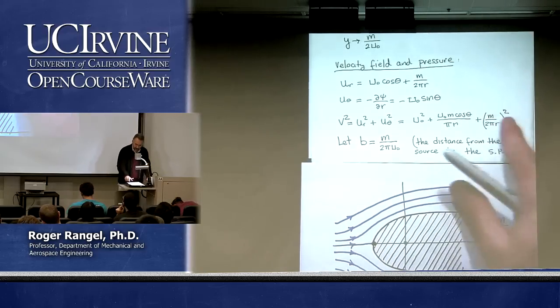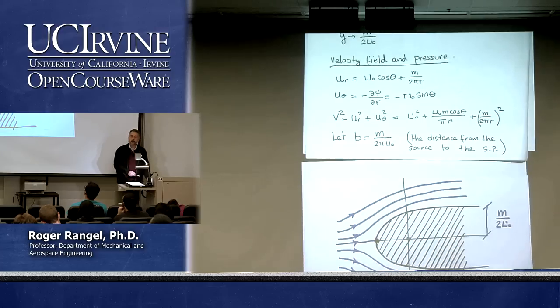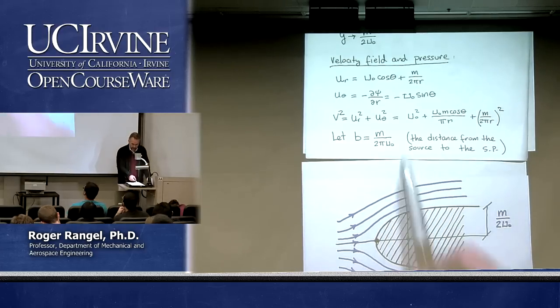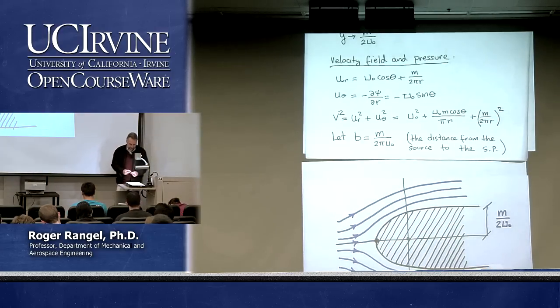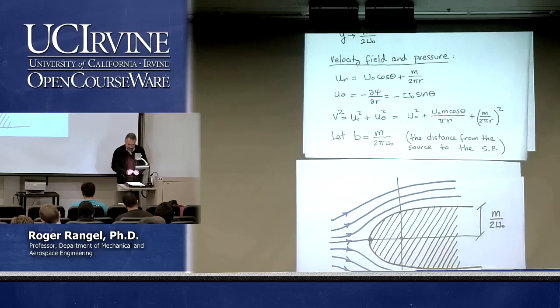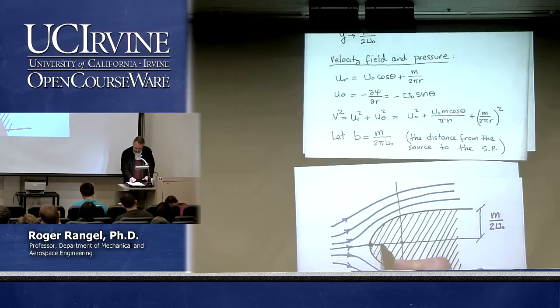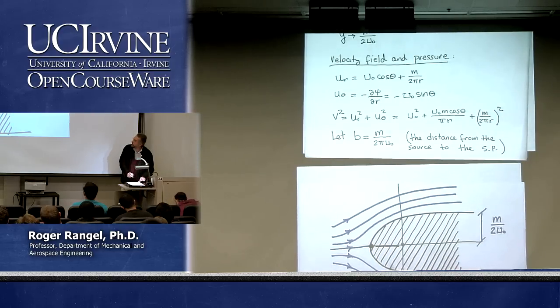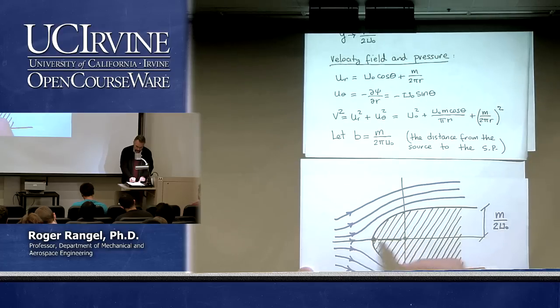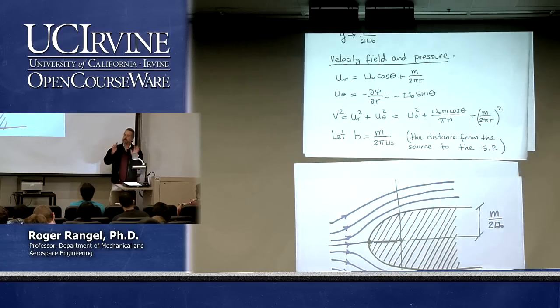To simplify our notation, because this factor, m over 2 pi u naught, appears all the time, I'm just going to call that b. M over 2 pi u naught. Remember, that was the distance from the source to the stagnation point. That was this distance here in the front. From the source to the stagnation point, that was m over 2 pi u naught. I'm going to call that b.